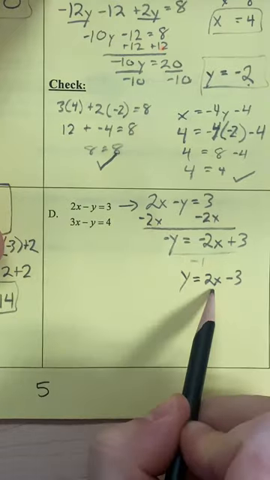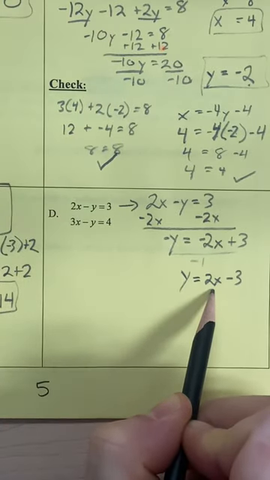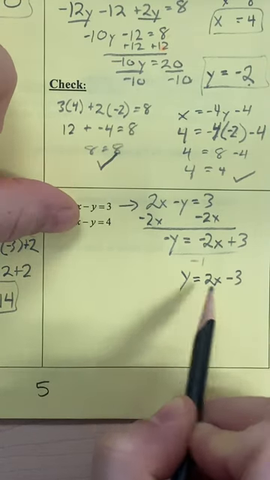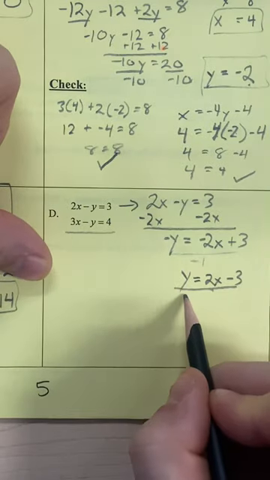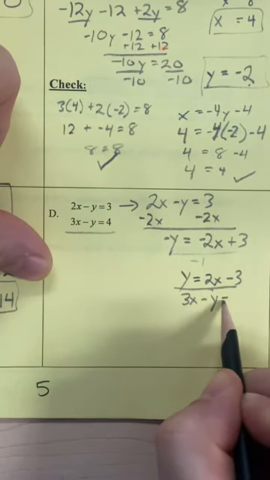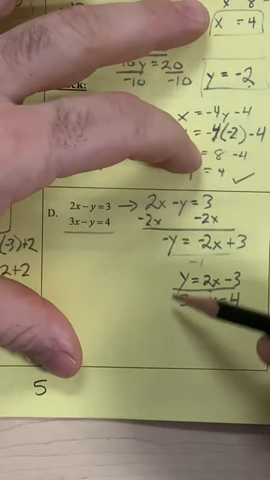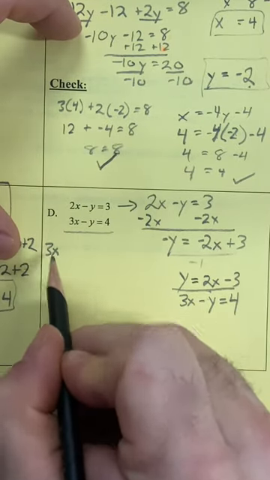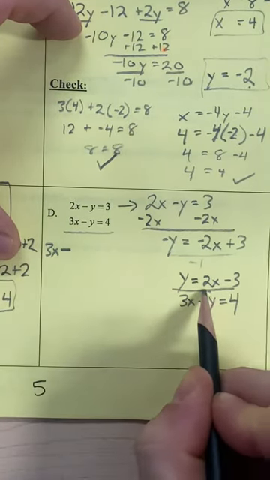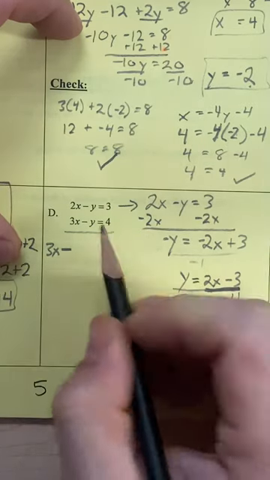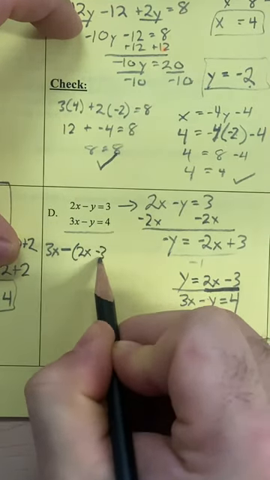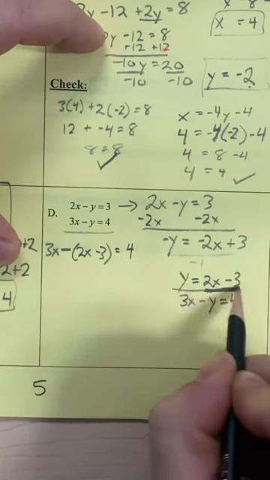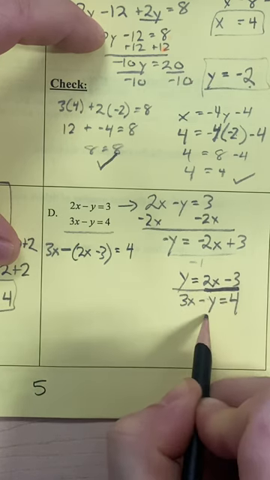So now this equation and this one are exactly the same. And since these two equations are exactly the same, I'm going to use this one and this one as my system. So my second equation is 3x minus y equals 4. This is now the system I want to solve. So I'm going to take this equation, 3x minus, instead of y, I'm going to replace it with this expression, (2x minus 3) equals 4. So I took this equation that I solved, and I plugged it into this equation.